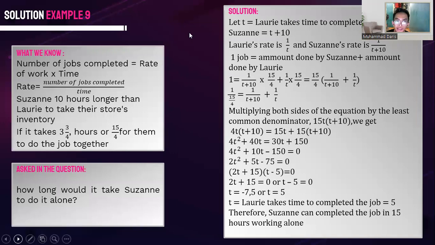So listen, example 9. What we know: number of jobs complete is equal to rate of work times time. Rate is number of jobs complete divided by time. Suzanne takes 10 hours longer than Lowry to take their store's inventory. If it takes 3 and 3/4 hours, or 15/4, for them to do the job together. Asked in the question, how long would it take Suzanne to do it alone?